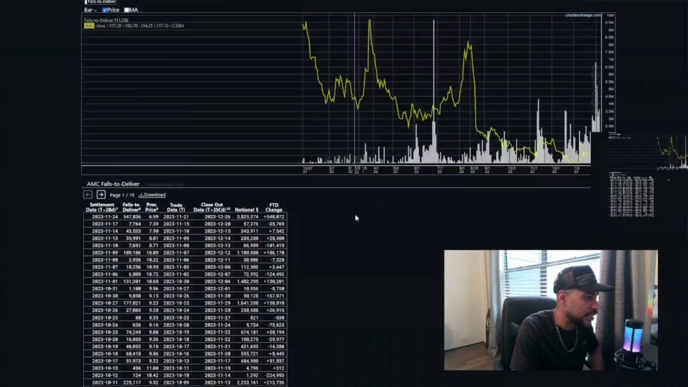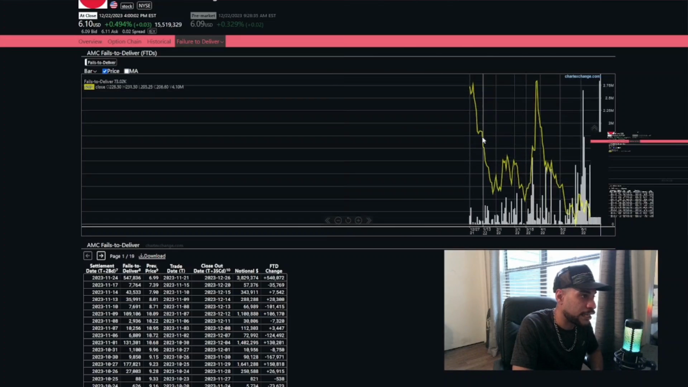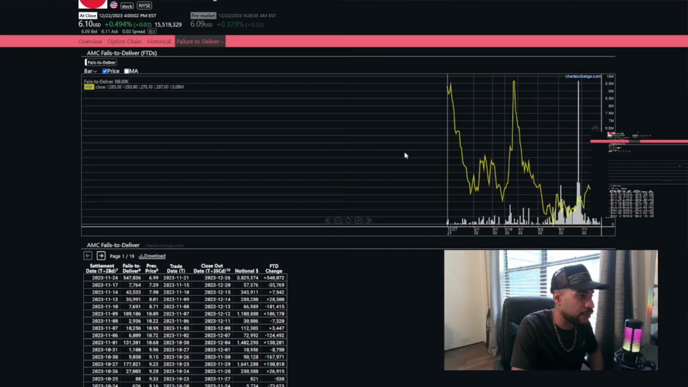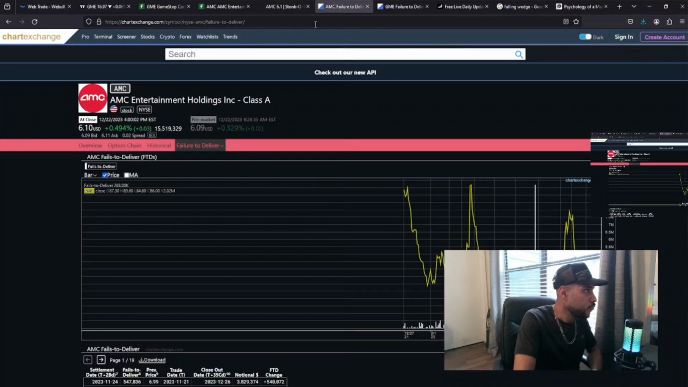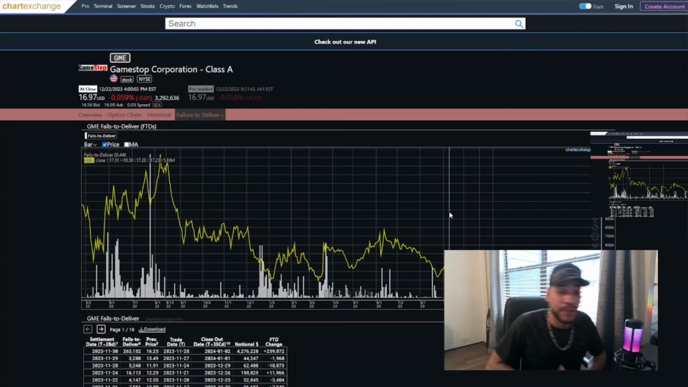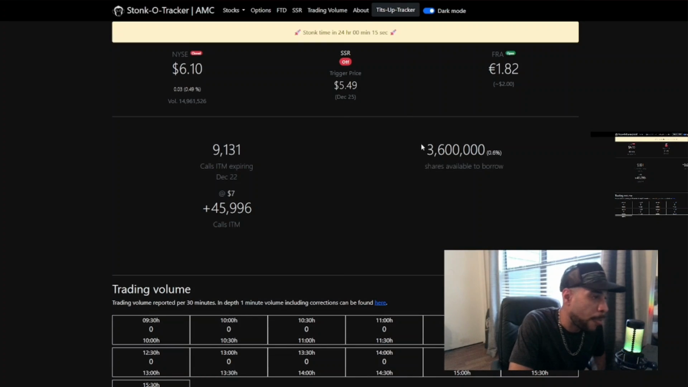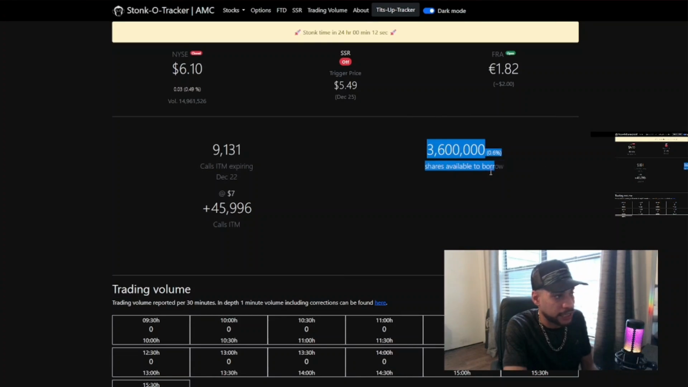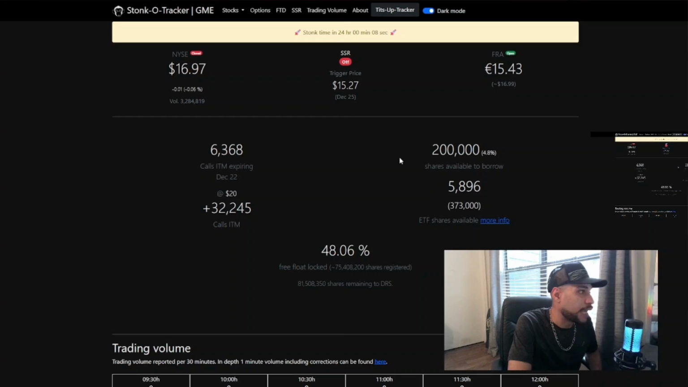The last time we seen a huge spurt of FTDs, we seen a massive rally. You've seen this rally here with that huge spurt of FTDs. And then when we seen the massive run up as well, I don't know if it's going to go back as far, but we've seen a massive fill up of FTDs as well. So both stocks have FTDs coming in, AMC a little bit less, but these are becoming a problem once again, and liquidity will dry up for AMC as well once you start to see these shares get less and less and less. They do have 3.6 million short shares for AMC, and for GameStop they have 200,000.